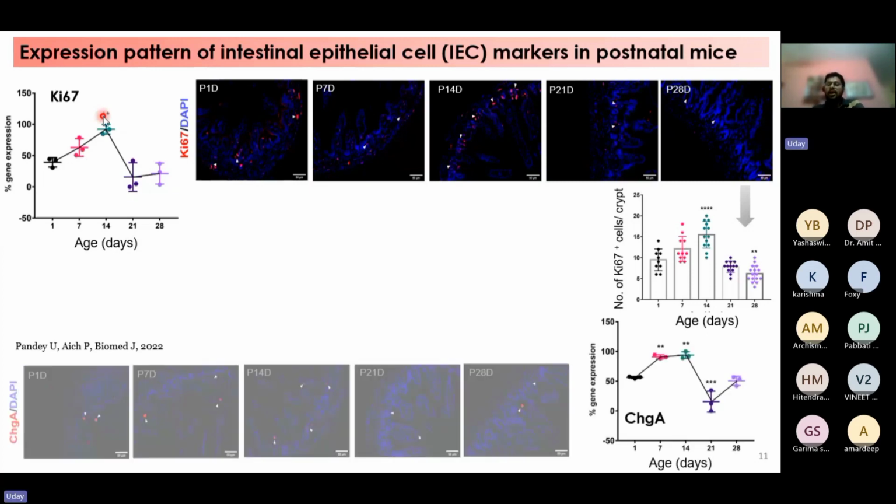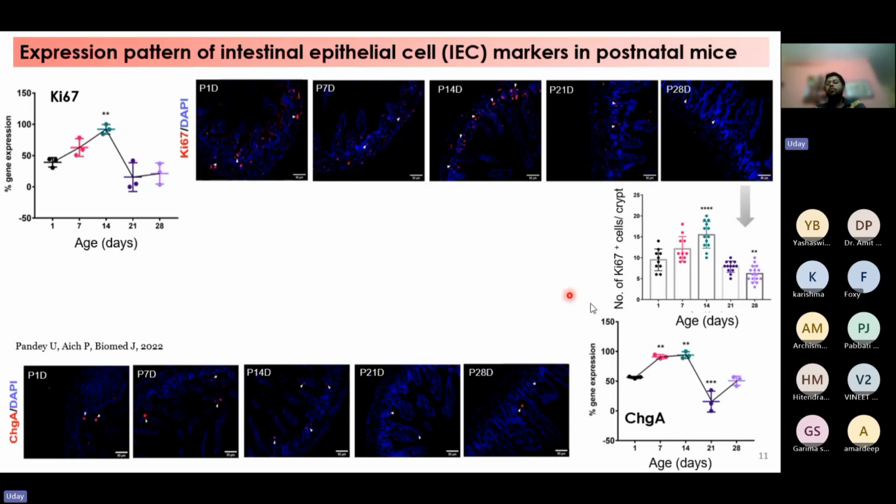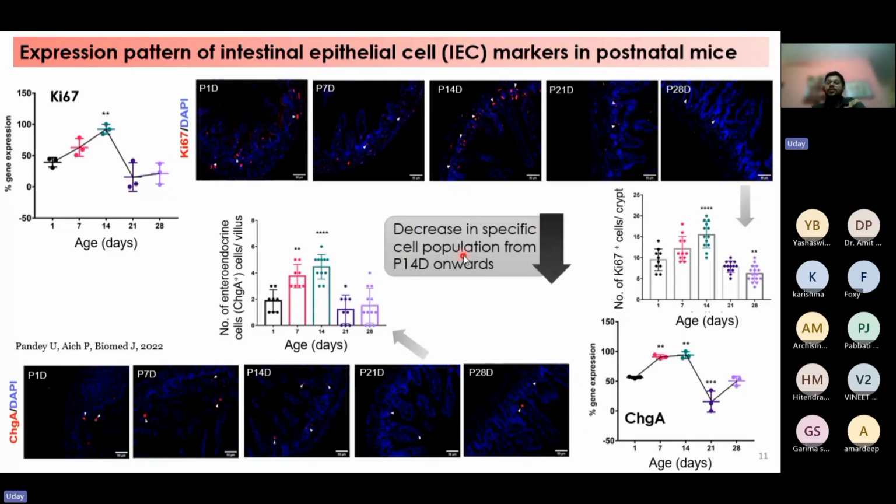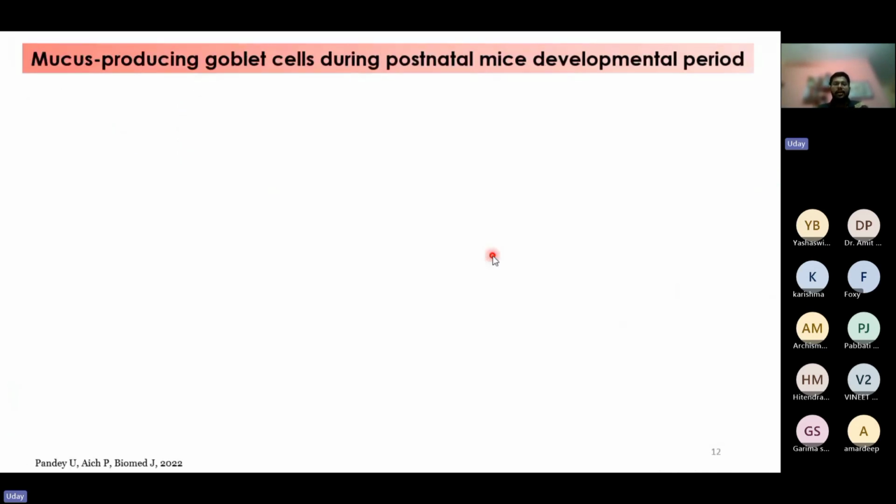We also found a similar trend in another marker, chromogranin A. Chromogranin A marks the enteroendocrine cells that I already discussed, and there we also found a similar trend. From here we can say that there is a decrease in specific cell populations from postnatal day 14 onwards. So maybe day 14 is a major time point, because we also observe a shift in the microbial population from postnatal day 14, and major changes in the epithelial cell markers from postnatal day 14.